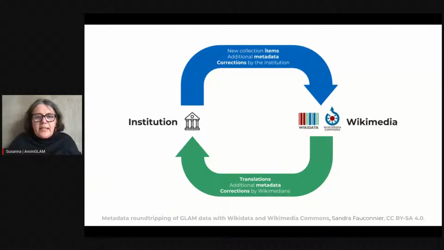Anyway, as you can see, this data round-tripping concept is about the exchange of information between a GLAM institution, an archive or museum generally, and the Wikimedia projects. The institution can provide data and material to the Wikimedia projects, and Wikimedia projects ideally can provide back some other kind of enriched data. And this cycle has been named the process of data round-tripping.